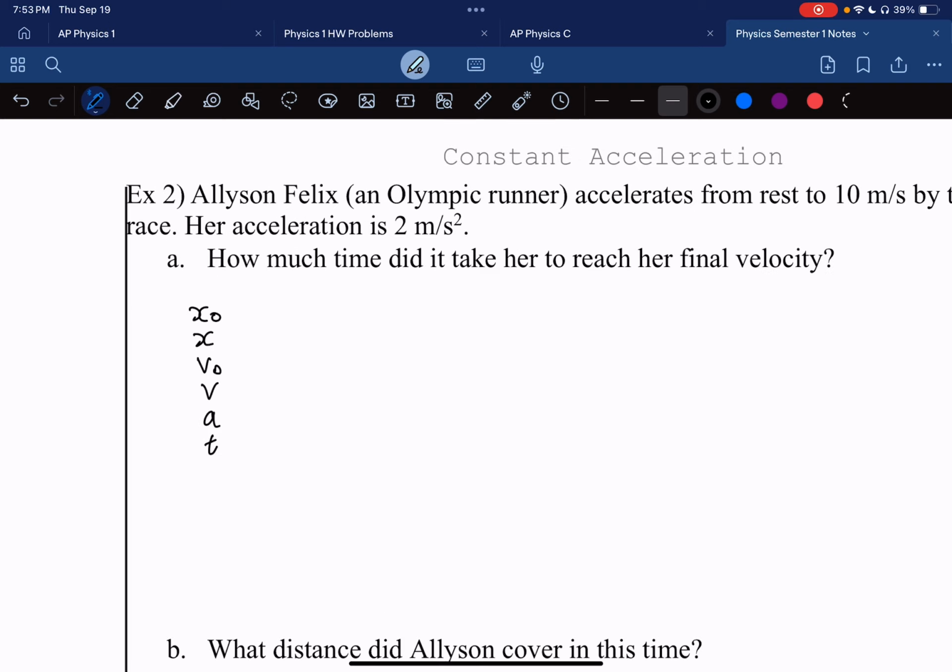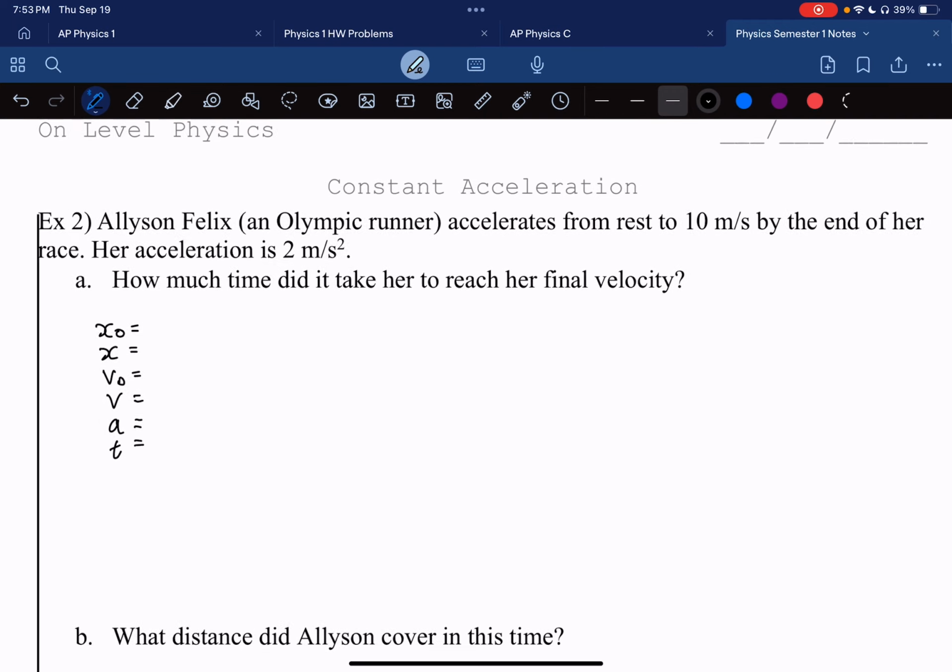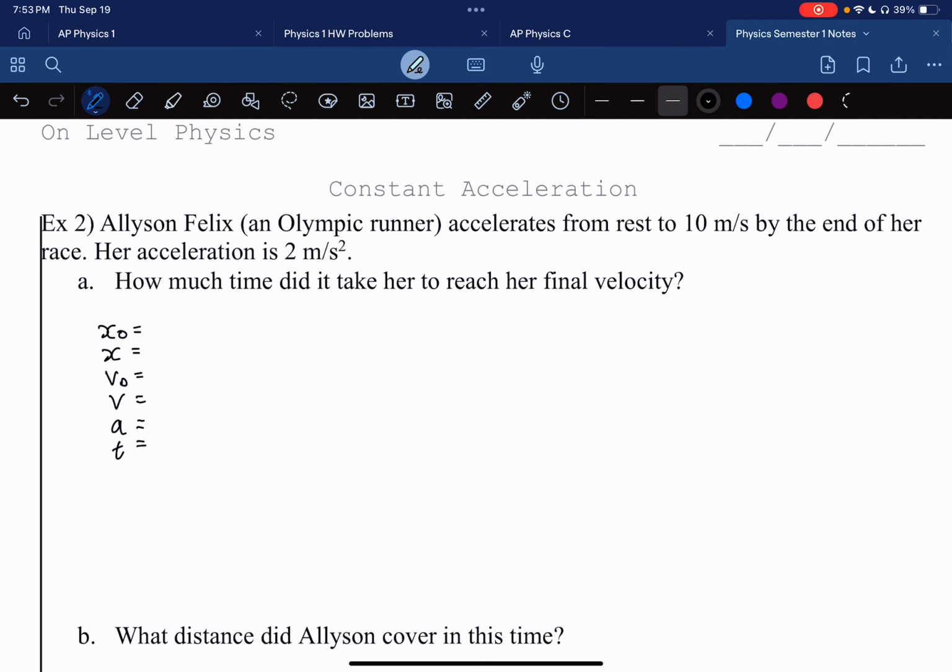So, let's write that these are equal to something. They give us some numbers clearly. They don't give us time. We're going to solve for time. That would have been the easiest one to put there.